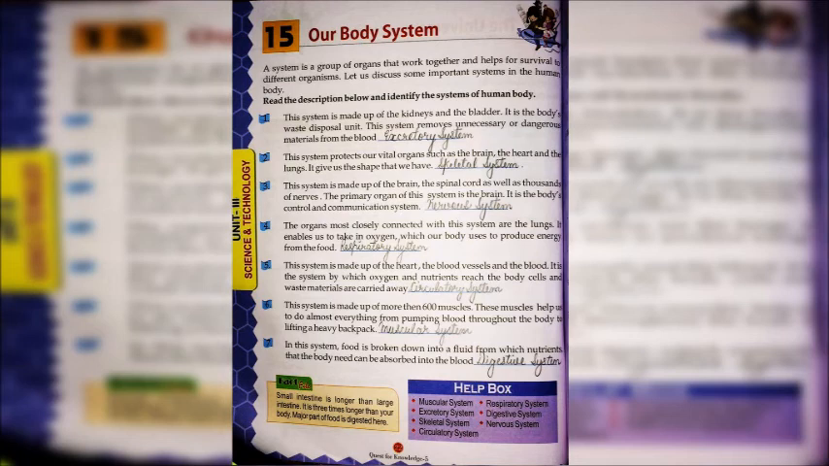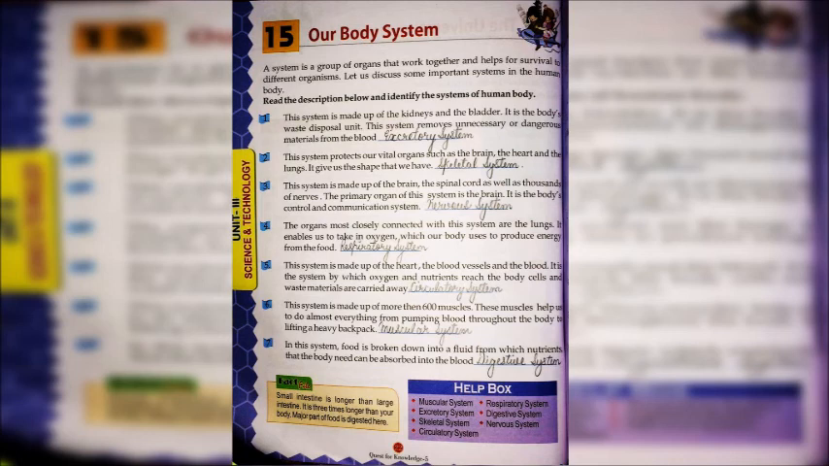Last one, the system in which food that we eat every day to get energy, the food which is broken down into a fluid from which nutrients that the body needs can be absorbed into the blood, is called digestive system. So digestive system breaks down the food into a fluid and takes out all the essential nutrients which our body requires. So this is digestive system.